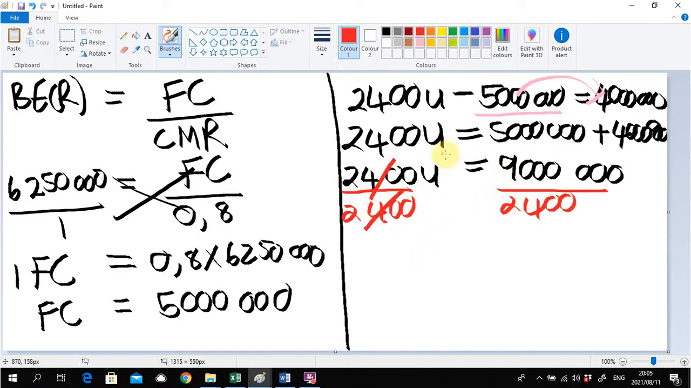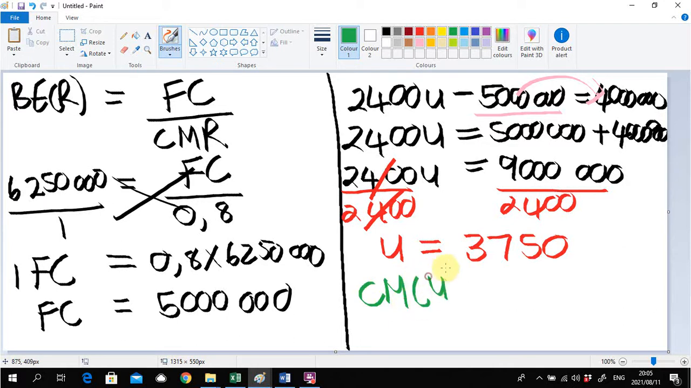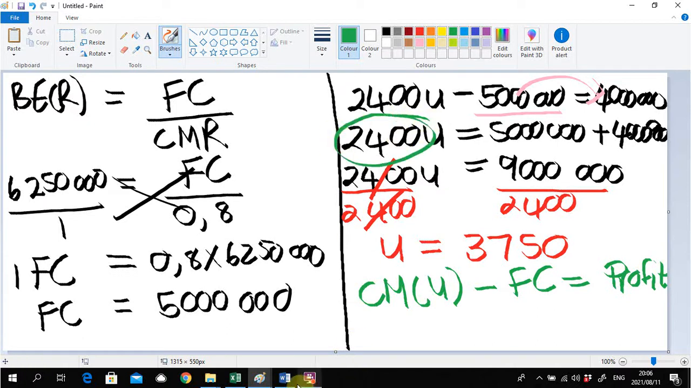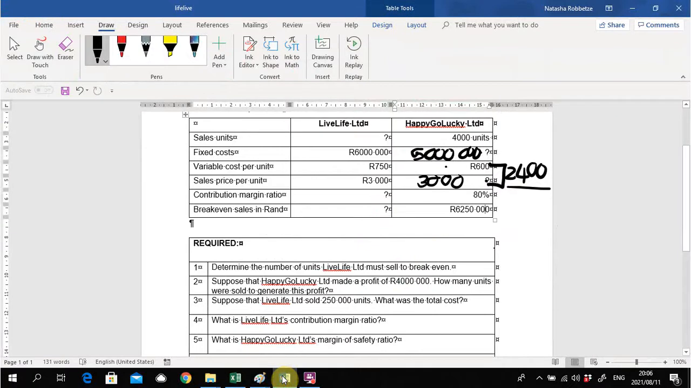And if I do that calculation, my answer for the units that had to be sold, I get to 3,750. So basically, if they ask you to calculate the profit like they've done here, you can say it's the contribution margin times the number of units minus the fixed cost gives you the stated profit. So this contribution margin we calculated by saying 3,000 minus the 600.